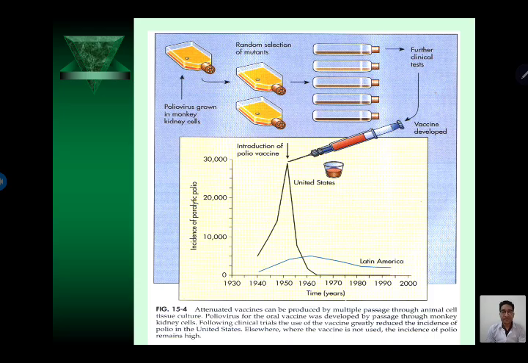In these pictures, we can see that attenuated vaccines can be produced by multiple passages through animal cells or tissue cultures. Poliovirus for the oral vaccine was developed by passages through monkey kidney cells. Following clinical trials, the use of the vaccine greatly reduced the incidence of polio in the United States. Elsewhere, where the vaccine is not used, the incidence of polio remains high.